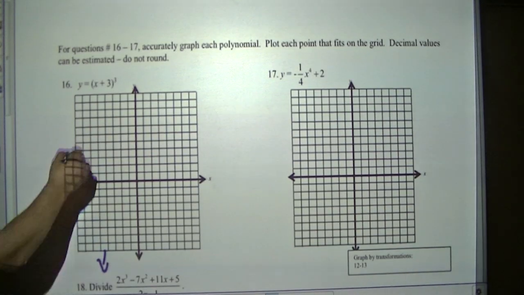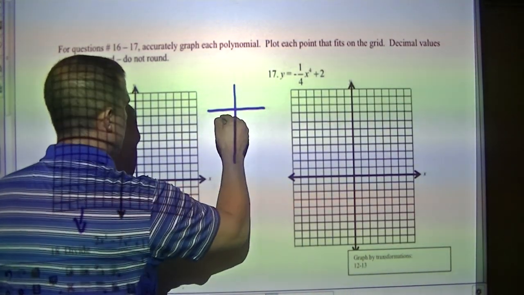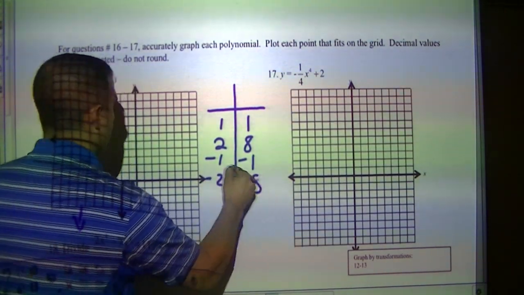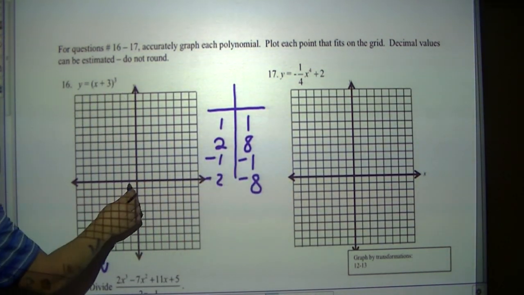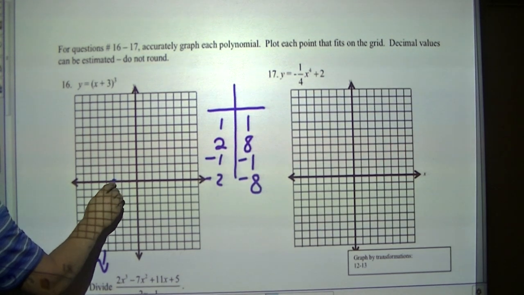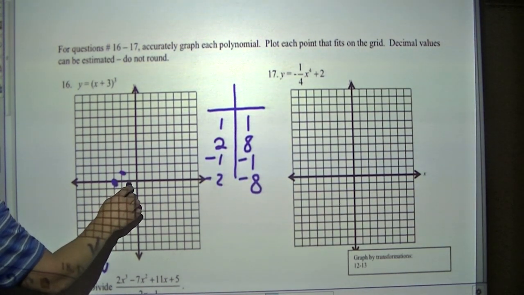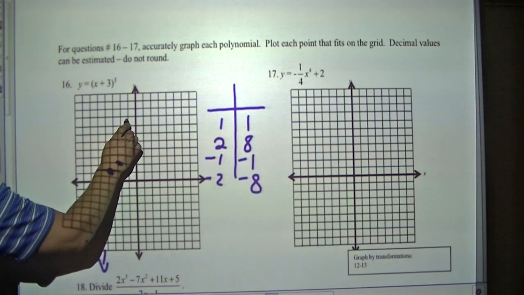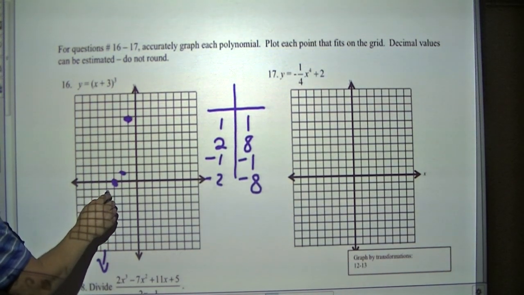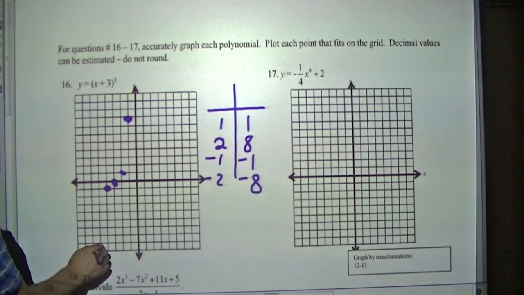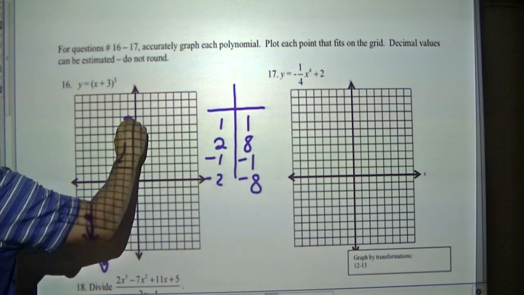Moving on. Once again, same old cubic numbers, 1, 1, 2, 8, -1, -1, -2, -8. I'm starting at -3, 1, 2, 3, 0. All right, and so I'm going right 1, up 1, right 2, up 1, 2, 3, 4, 5, 6, 7, and 8. Left 1, down 1, left 2, down 1, 2, 3, 4, 5, 6, 7, and 8. Okay, so here's my graph.